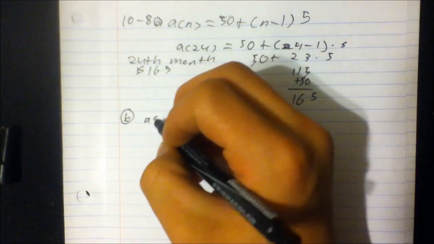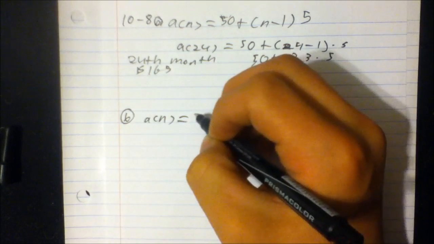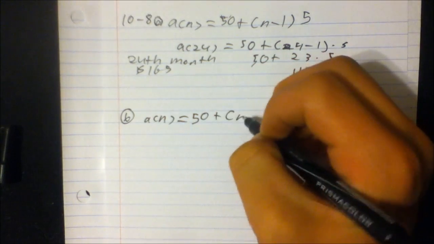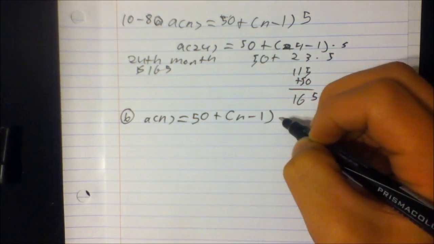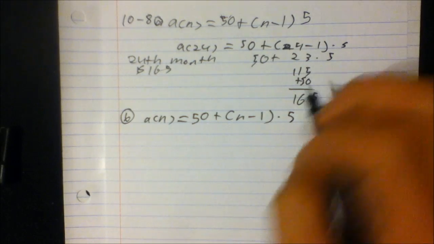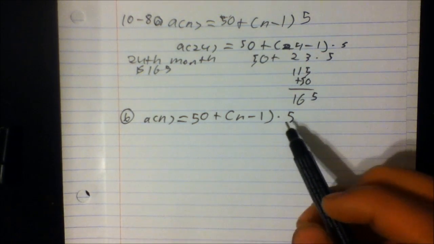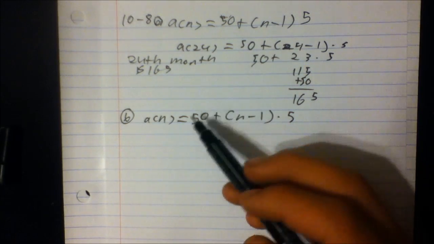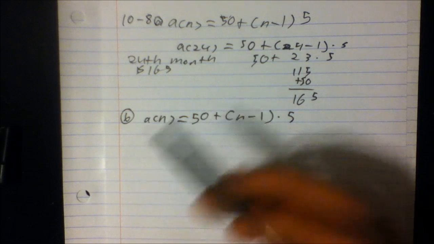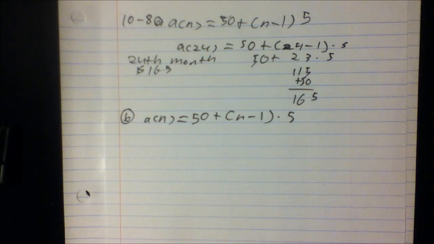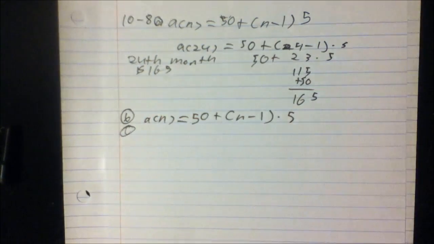So we have a of n equals 50 plus n minus 1 times 5. This is the nth number of the sequence, and this is how we do it because this is now a common difference, because now he's doing 50, 55, 60, and so on and so forth. Now, final question, C of this question.